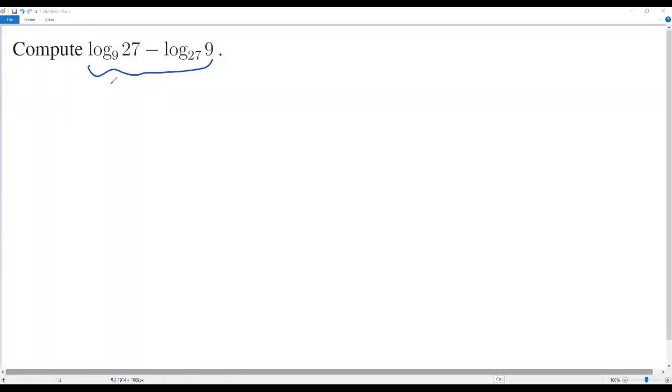Here we have a pre-calculus problem. Okay, let's go to the question. Compute log base 9 of 27 minus log base 27 of 9. That is, we have to evaluate the value of this expression.